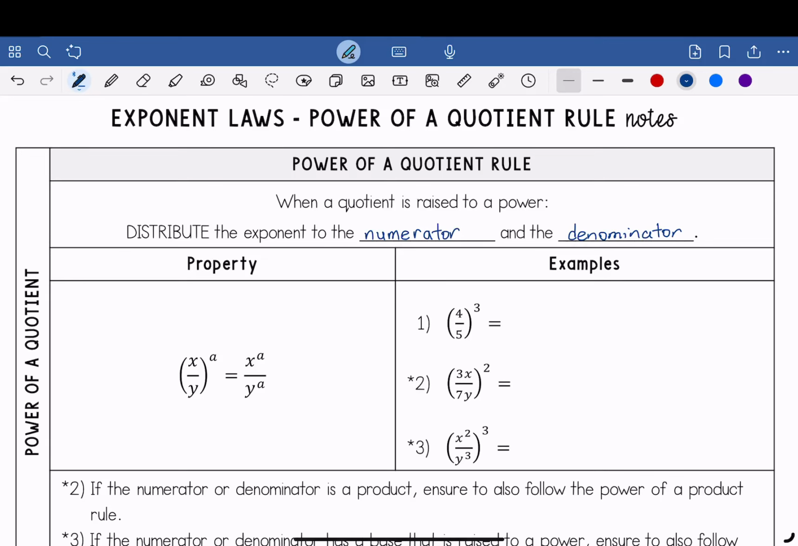Power of a quotient rule. So power of a quotient rule means that there's a quotient, a division, that is placed to a power, or has an exponent. When a quotient is raised to a power, distribute the exponent to the numerator and to the denominator. So numerator and denominator. So the a will get distributed to the x and to the y.